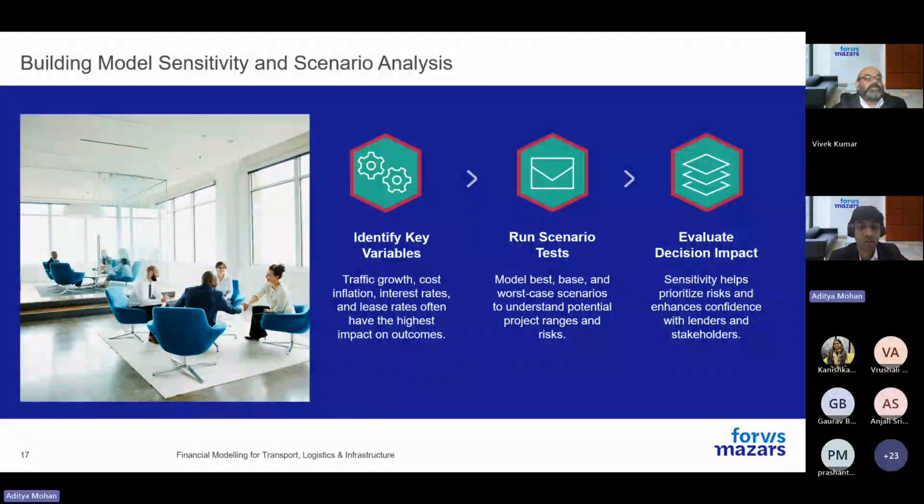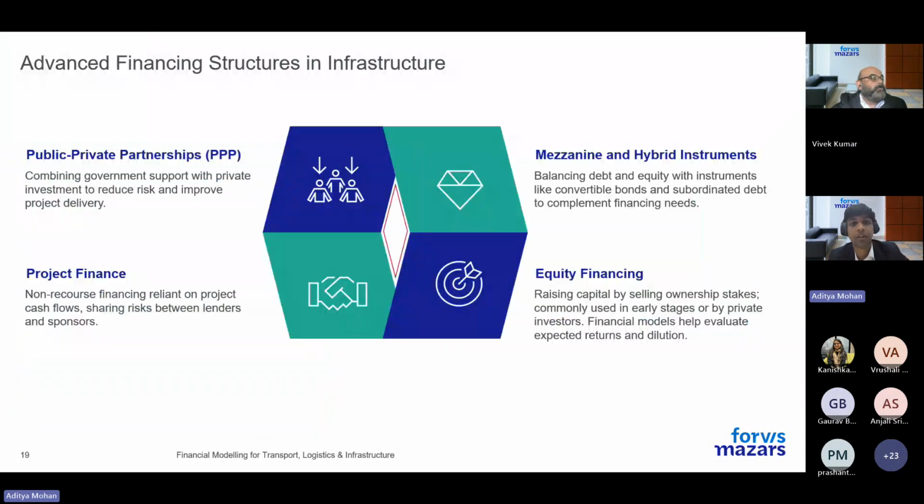Right. So, yeah, I think we can skip this. Now let's briefly touch on how infrastructure projects are typically financed, especially in emerging markets like India. Firstly, we'll talk about public-private partnerships. This is widely used for toll roads, metro rail, and ports. Here the government shares risk with private investors who bring in capital and efficiency. Over here, you can use models to evaluate viability gap funding, concession life, and equity IRR for investors.